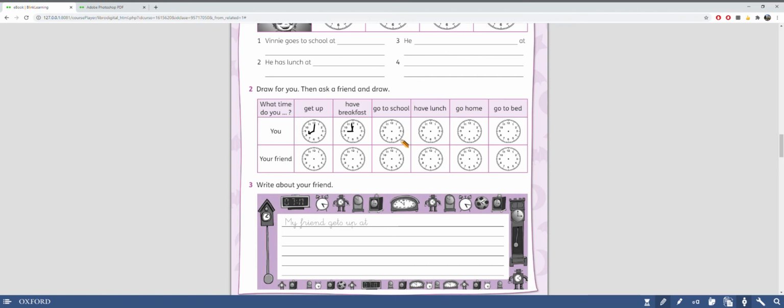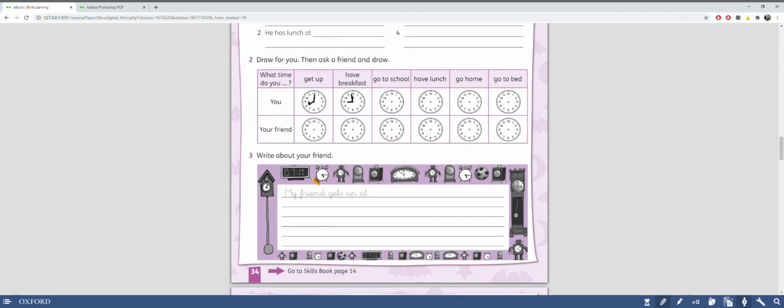Remember, this is your routine. And then your friend, you can ask a friend, or mommy, or daddy, or grandma and grandpa, whoever. You have to ask them, and then draw the time. Remember, what time do you? That is the question. To then write about your friend. For example, my friend gets up at 8 o'clock. Very good. He has breakfast at, and then you have to continue with all of this. So it's quite simple.